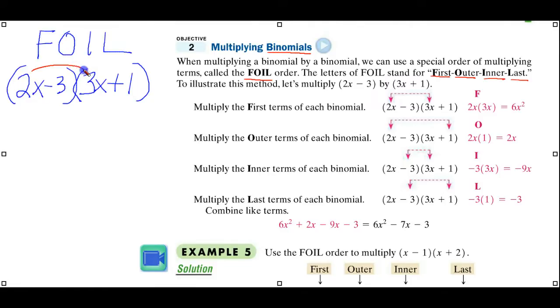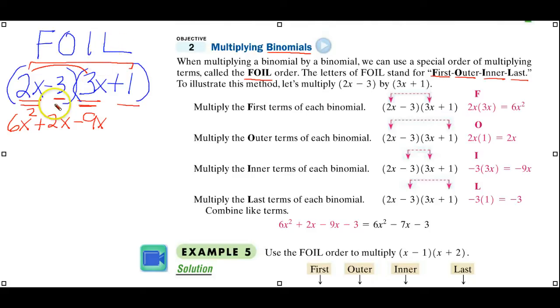First, which are these, and you multiply them, and that gives you 6x squared. Then you're going to do the outers, which is this one and this one, and would look like that. So 2x plus 1, and that gives you a plus 2x. Then the I is for the inners, this one and this one. This gives you a negative 9x.